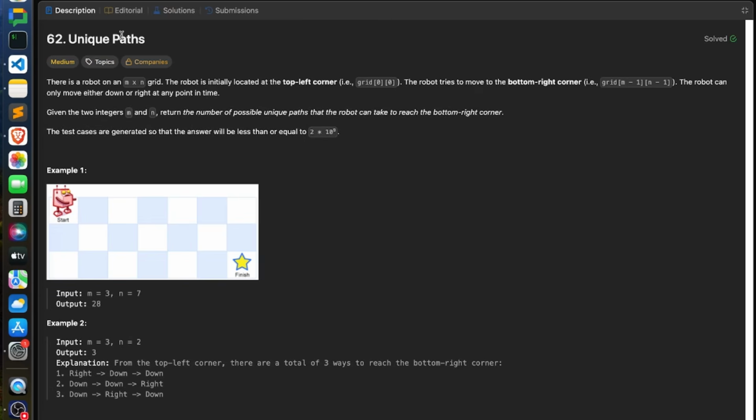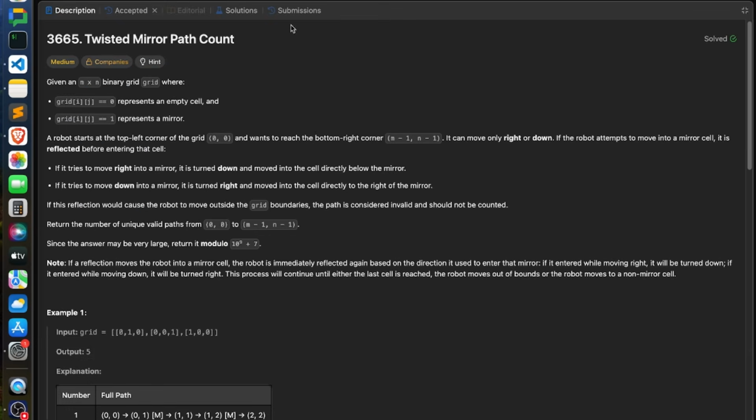So this is the original problem called unique paths. This is a well famous problem asked in multiple interviews. In this problem we have to find out the number of ways to reach from the top left cell to the bottom right cell, and you can only move down and right. So this problem and that problem are exactly the same, but there is a difference in the mirror. There is a reflection once you hit a mirror, right?